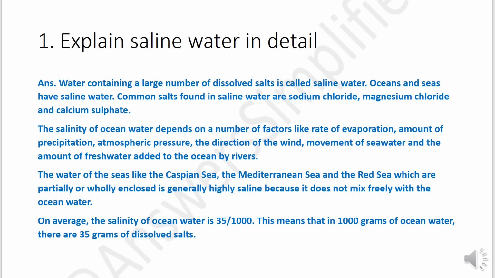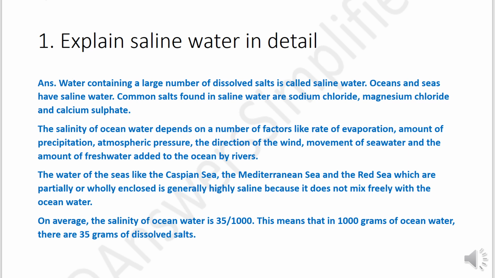Answer, water containing a large number of dissolved salts is called saline water. Oceans and seas have saline water. Common salts found in saline water are sodium chloride, magnesium chloride, and calcium sulfate. The salinity of ocean water depends on a number of factors like rate of evaporation, amount of precipitation, atmospheric pressure, the direction of the wind, movement of seawater, and the amount of fresh water added to the ocean by rivers.